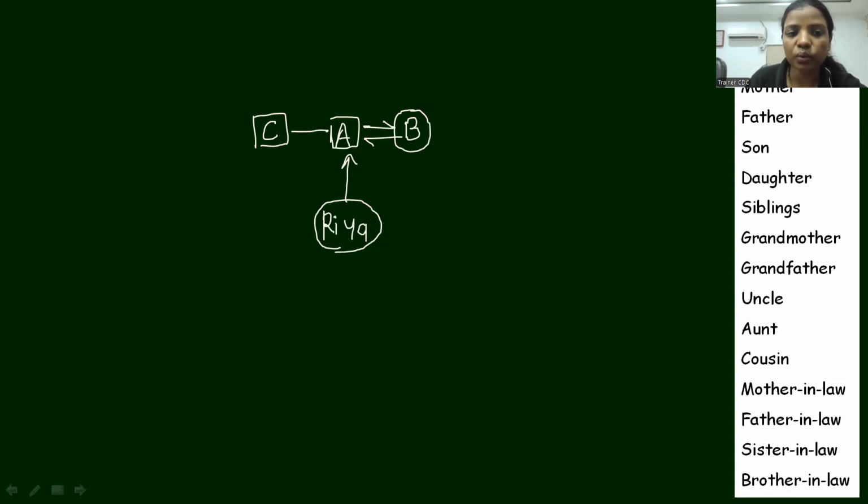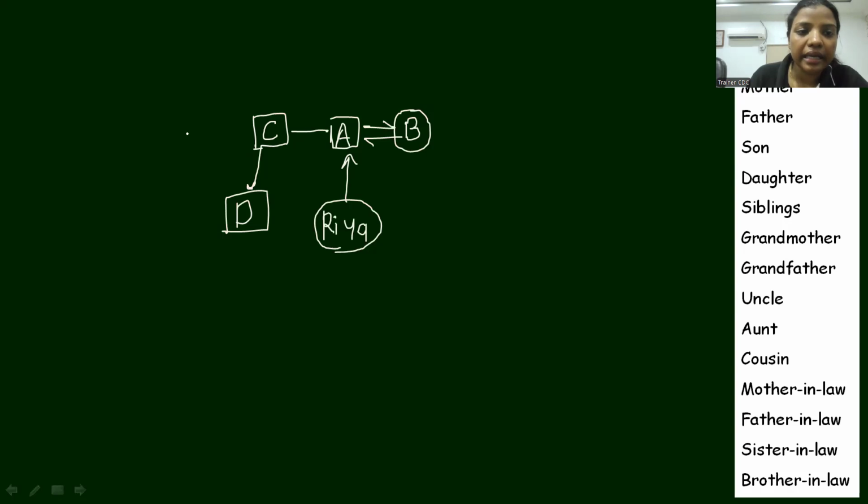Now, can you tell me how C is related to Ria? C is the uncle of Ria, right? Because Ria's father's brother is nothing but the uncle of Ria. Then let's consider that C has only one son, D. Now, what is the relation of D and Ria? D is the cousin of Ria, right? Because your uncle's son is your cousin.